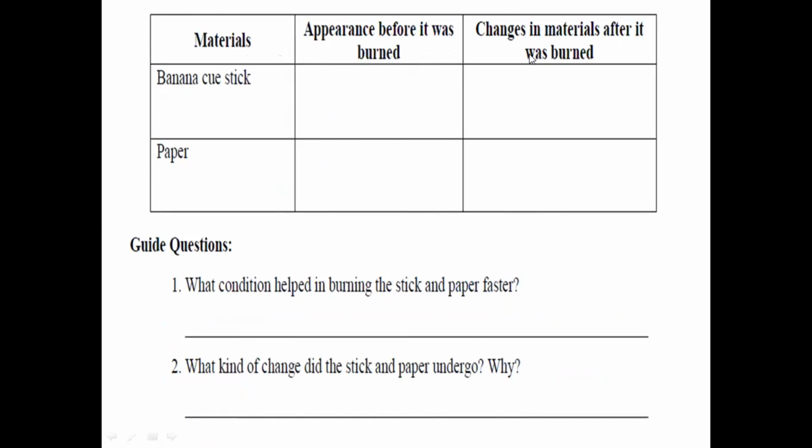And then, changes in materials after it was burned. Kanina, hindi pa siya nasusunog. Ano ang itsura niya ngayon after niyang masunog? You have to write it down here, your observation. Ganoon din kay paper. What are your observations? And then, you have to answer these guide questions. What condition helped in burning the stick and paper faster? And number 2, what kind of change did the stick and paper undergo and why?